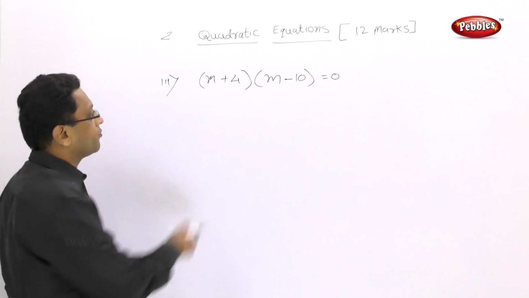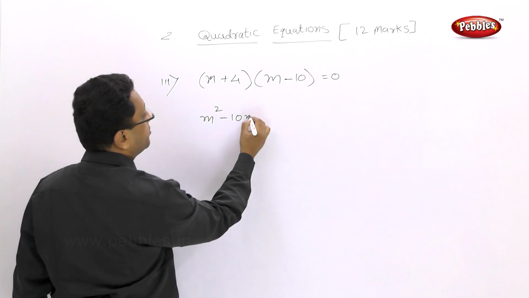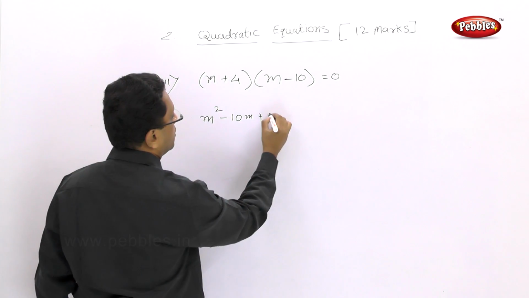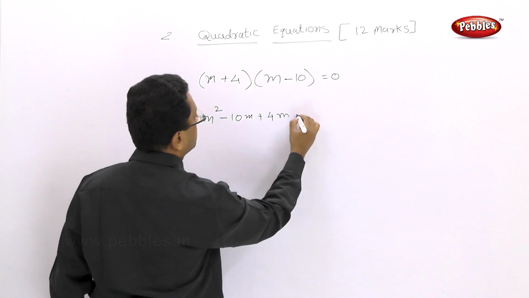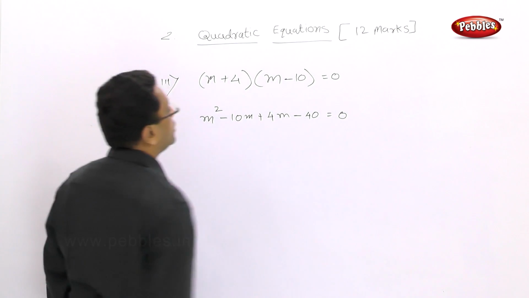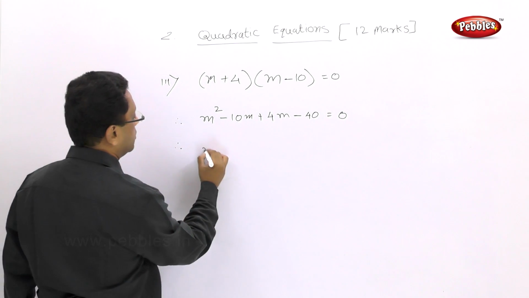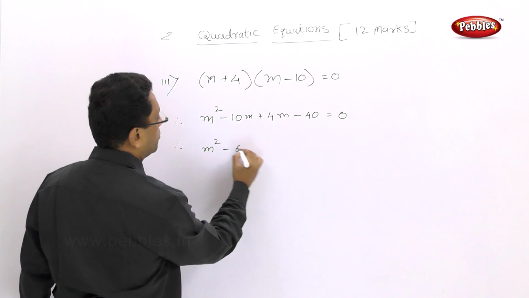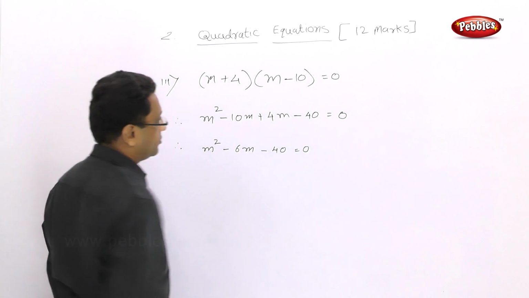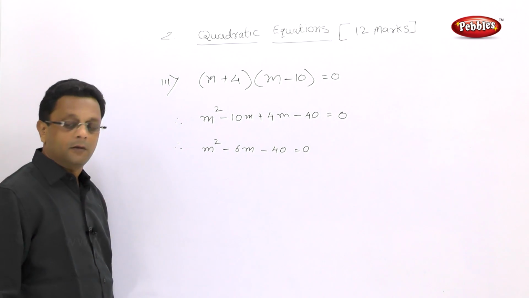Let us solve this. m square minus 10m, m is complete, now 4, plus 4m minus 40 equal to 0. And so m square minus 6m minus 40 equal to 0. Right? Perfect. This is a quadratic equation.